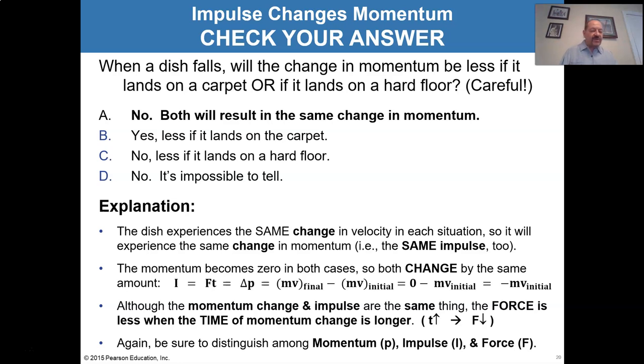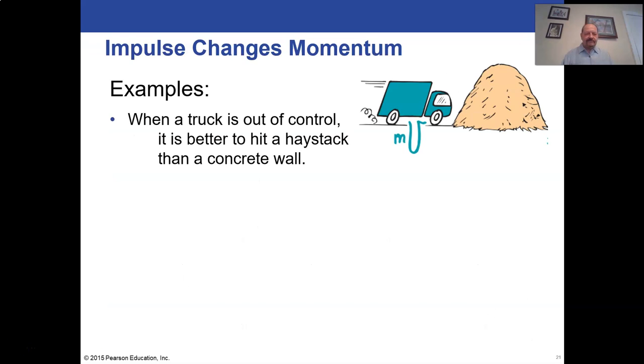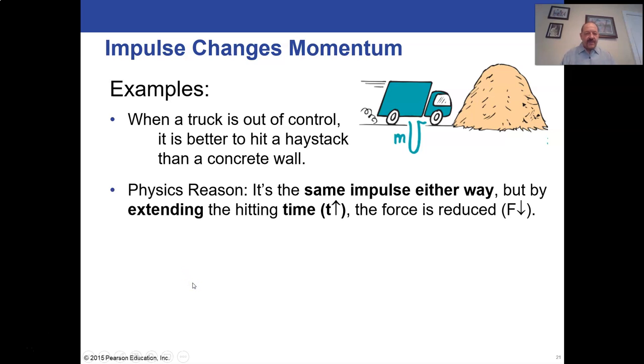Again, be sure to distinguish between momentum, change of momentum, which is impulse, and the force that happens during that change. So let's continue with that same example. When a truck is out of control, it's better to hit a haystack than a concrete wall. The physics reason is that it's the same impulse either way, whether you hit the haystack or whether you hit the wall.